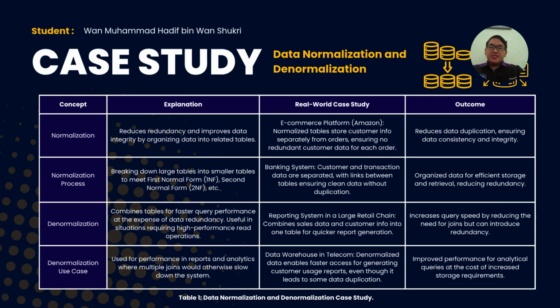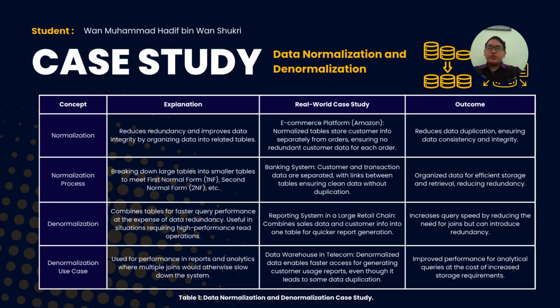We proceed to another case study that highlights the importance of data normalization and denormalization. This table shows how data normalization and denormalization are used in real-time systems. Normalization is about organizing data to reduce repetition. For example, platforms like Amazon store customer data once and link it to many orders. This keeps the data clean and consistent.